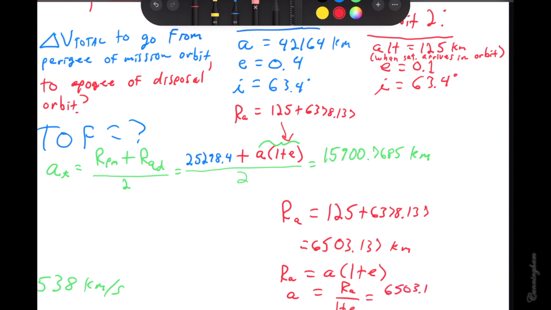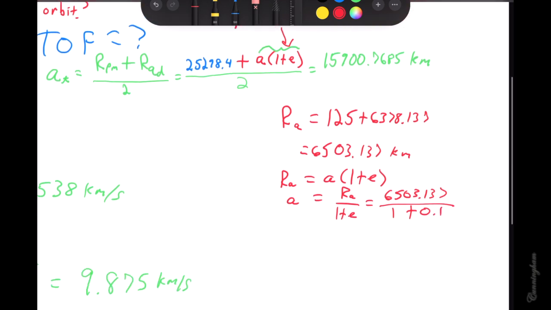Rub-a-dub-dub. I don't know. It's just what you have to say when you're solving for semi-major axes. Say rub-a-dub-dub. I don't make the rules.